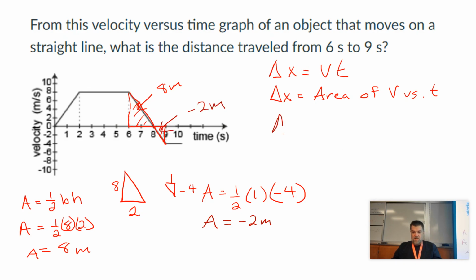So my delta x is equal to 8 minus 2 meters, or 6 meters. That's actually a calculus concept where we just found the integral of that. But the problem's rigged up in a way that you could just do simple geometry to find the area under the curve. And if you notice, that was one of our flashcards. We talked about it. It's one of our flashcards.